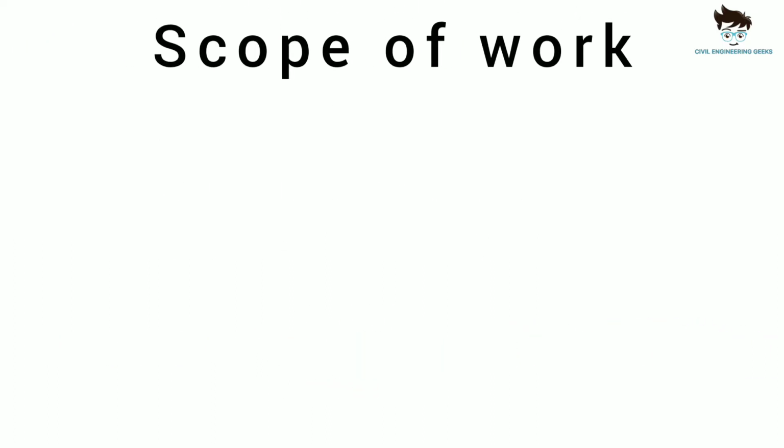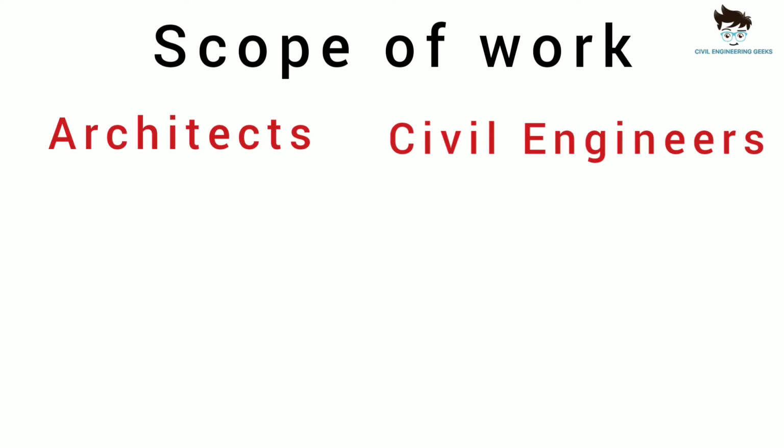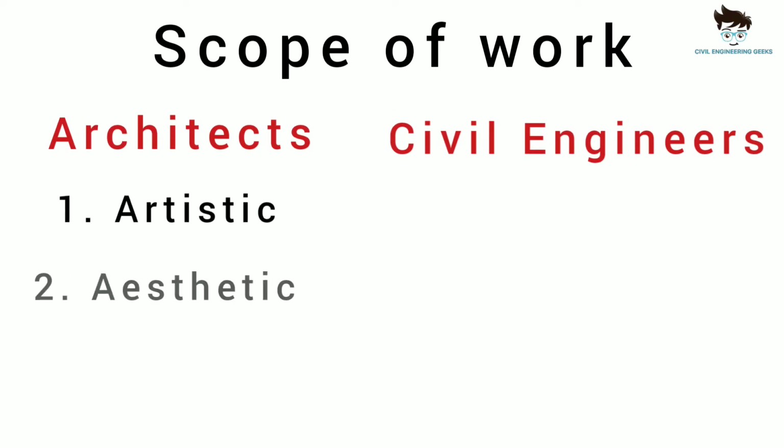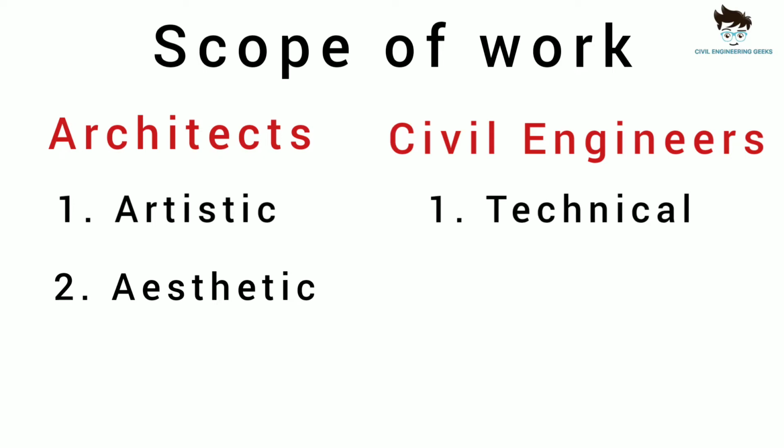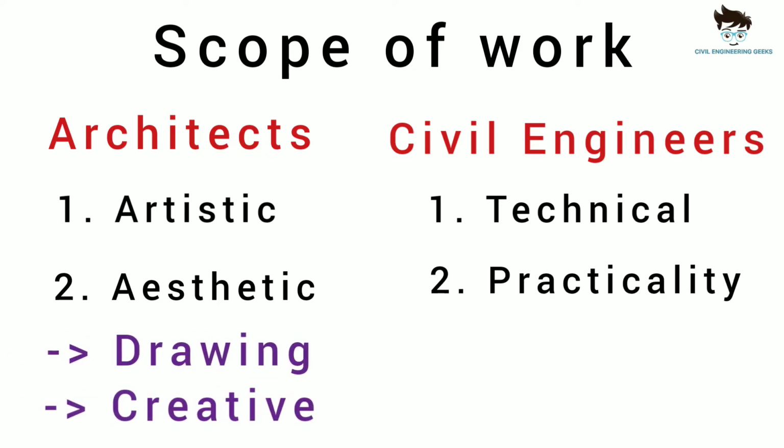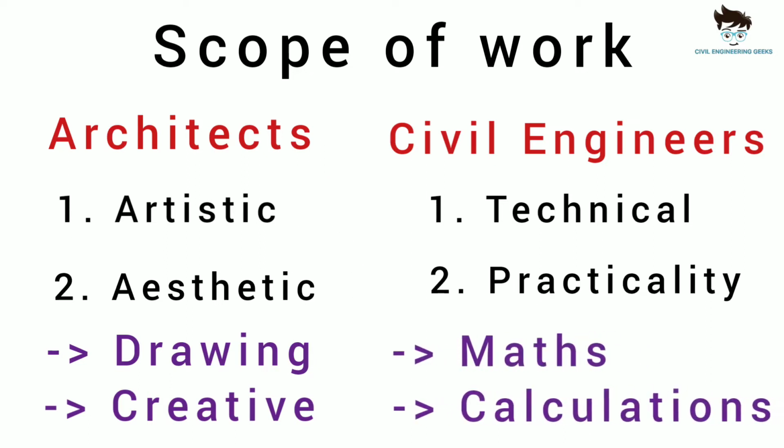So, on the scope of work, the architects are much focused on the artistic and aesthetic part, and the civil engineers focus on the technical and practicality side. If you are someone who is very much interested in drawing and super creative, then architecture is the best suit for you. But if you are someone who enjoys doing math and using technical calculations and design, then probably civil engineering is the best profession you could ask for.